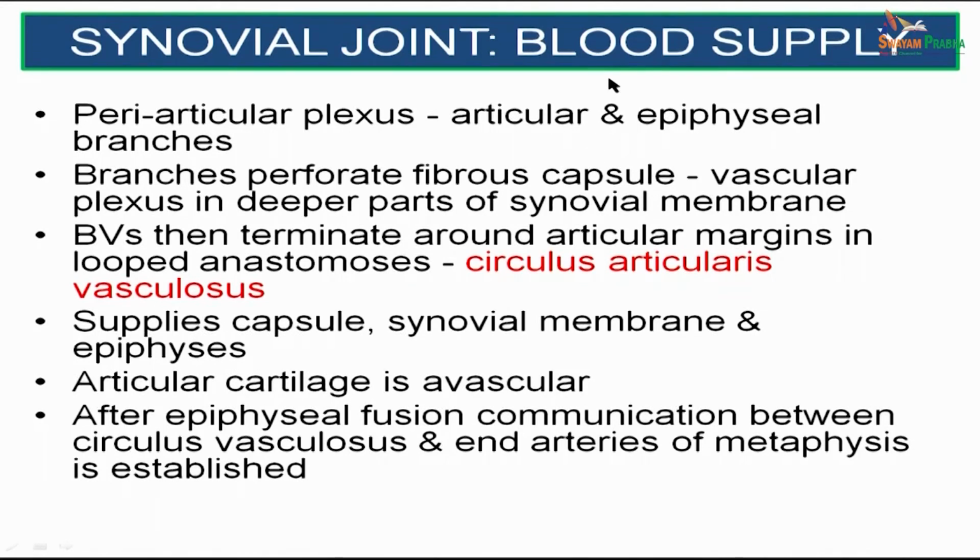Now we come to blood supply of a joint. The blood is supplied to a joint through the periarticular plexus, that is the articular branches and the epiphyseal branches. These branches perforate the fibrous capsule, and a plexus is formed in the deeper parts of the synovial membrane. Then these blood vessels terminate around the articular margins in a looped manner, which is called circulus articularis vasculosus. This circle supplies the capsule, the synovial membrane and the epiphyses.